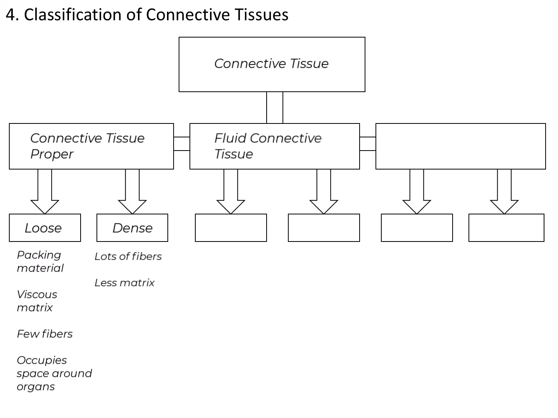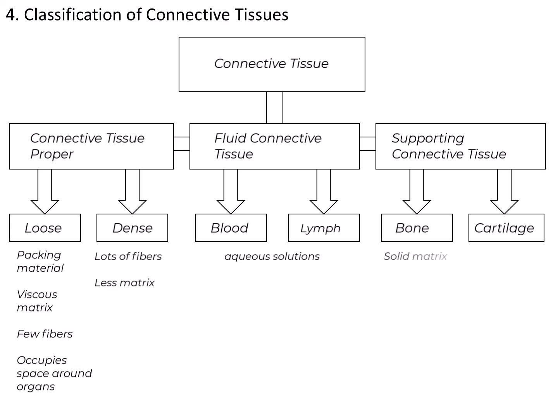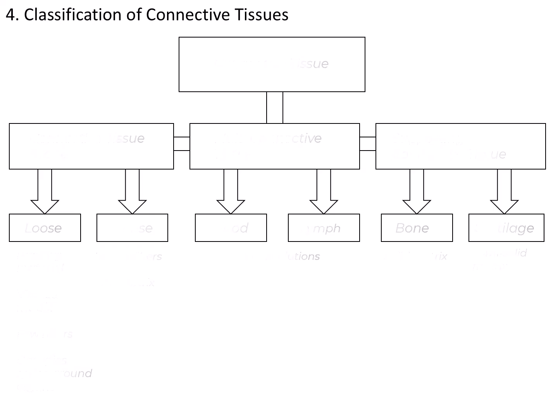The second classification of connective tissues is fluid connective tissue. This consists of blood and lymph. Lymph is also known as interstitial fluid. In liquid connective tissue, the matrix is an aqueous solution. We will talk about blood and lymph in A&P2. The third type are the supporting connective tissues. These are made of bone and cartilage. Bone has a solid matrix, whereas cartilage has a semi-solid matrix.